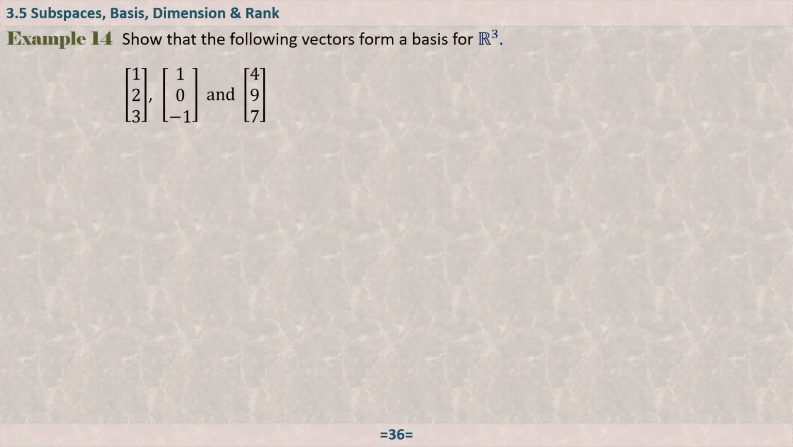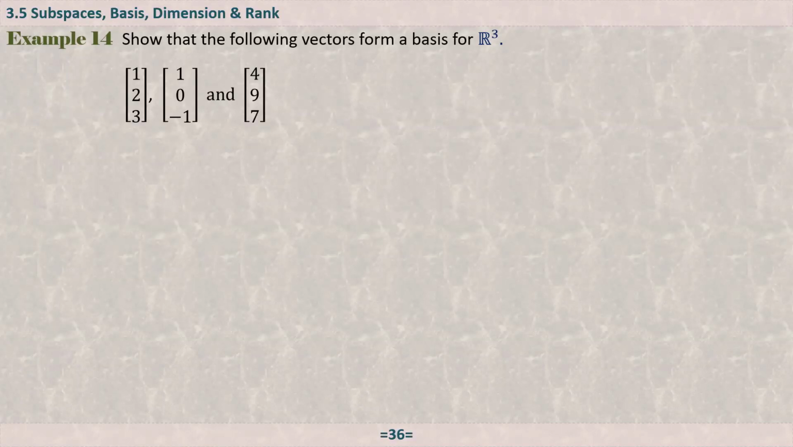So let's see one more example using these facts. Show that the following vectors form a basis for R3. Now we know that from the definition, to show that it forms a basis, we have to show that both properties hold. Number one, they should span R3. Number two, they must be linearly independent.